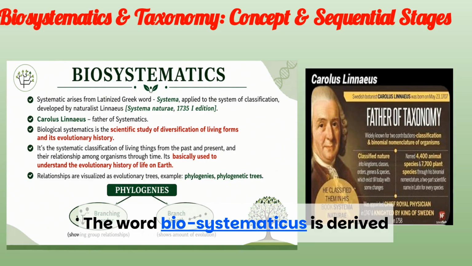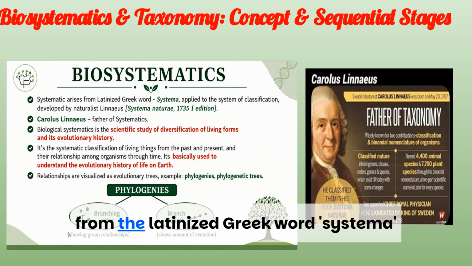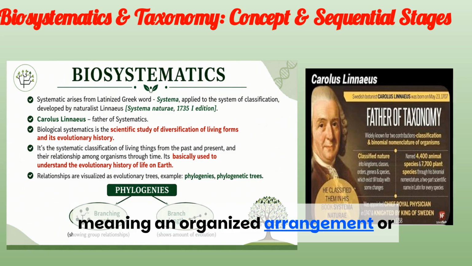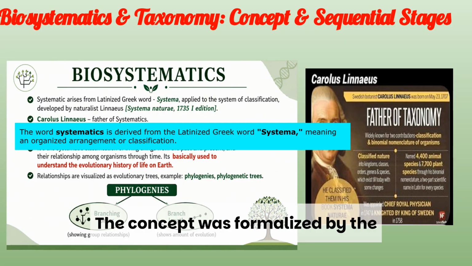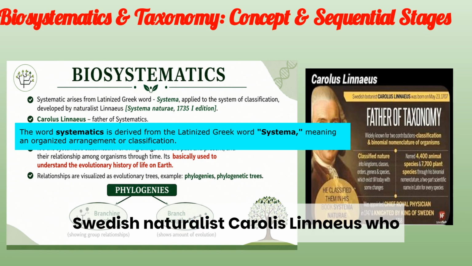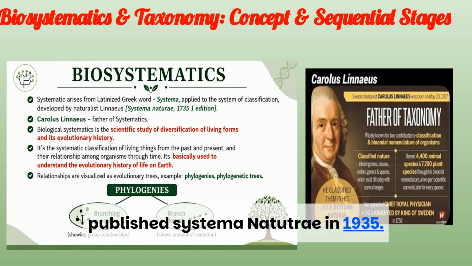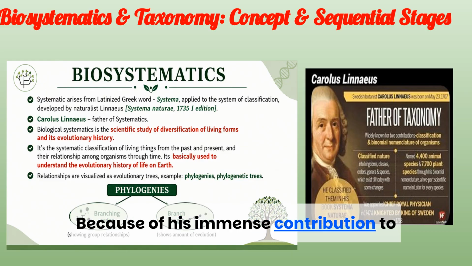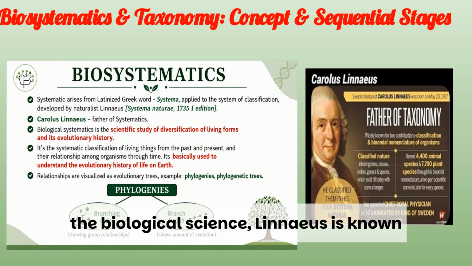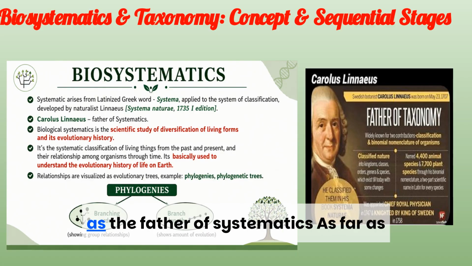The word biosystematics is derived from the Latinized Greek word systema, meaning an organized arrangement or classification. The concept was formalized by the Swedish naturalist Carolus Linnaeus, who published Systema Naturae in 1735. Because of his immense contribution to biological science, Linnaeus is known as the father of systematics.